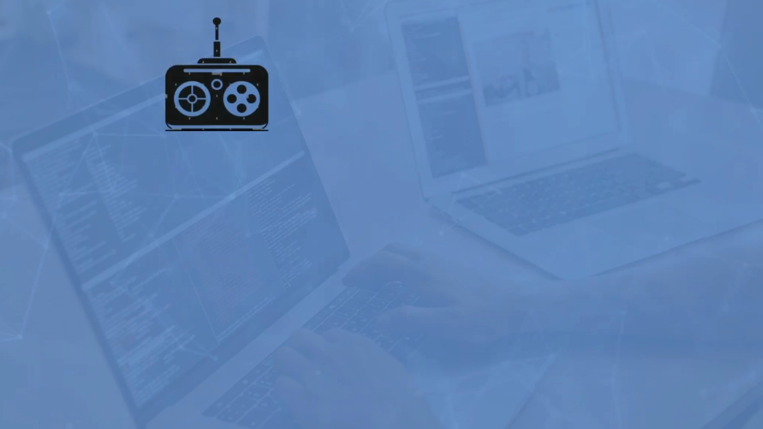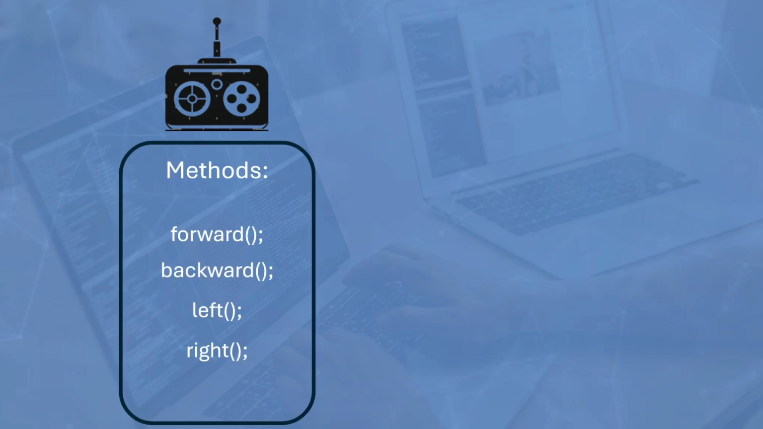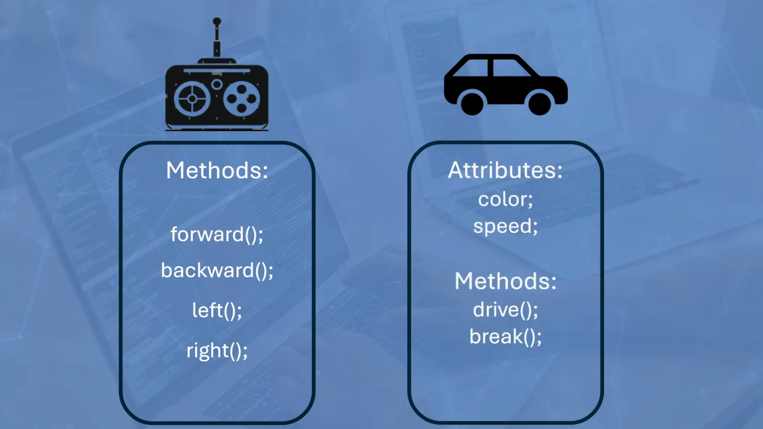For example, imagine you have a remote control for a toy car. The buttons on the remote control are like methods. Each button performs a specific task like moving the car forward, backward, or turning it left or right. On the other hand, if you imagine a car class, it might have attributes like color, speed, and methods like drive or brake. Methods are basically tasks that the class performs.